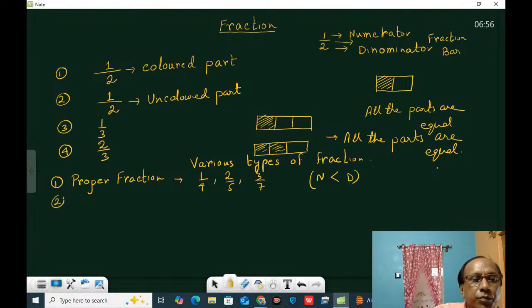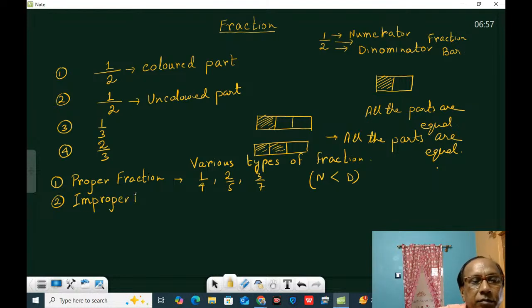Number two is improper fraction, right? These are various types of fractions. We know this one, and we have to remember this one also. These are the various types of fractions we'll deal with today, right? And number two is improper fraction. Improper. What is that? Improper fraction.